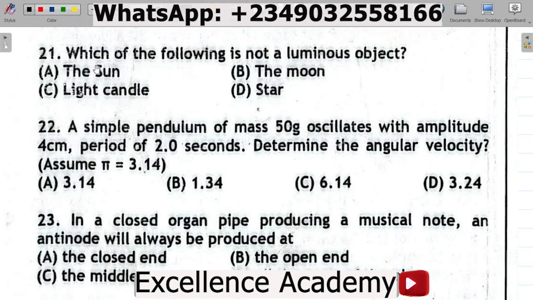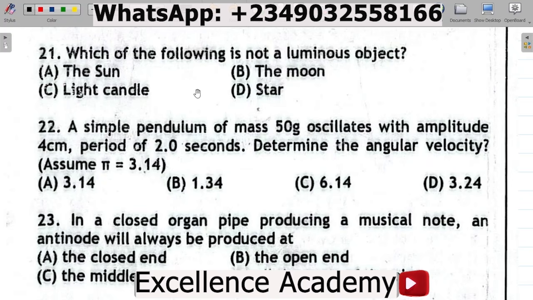Question 21 says, which of the following is not a luminous object? A, the sun, B, the moon, C, light candle, D, star. Okay, so which of the following is not a luminous object? To answer this question, we must first of all understand the meaning of the term luminous object. So when we say luminous object, what exactly do we mean? You want to know that a luminous object is one that gives off light. In other words, it glows or shines of its own accord.